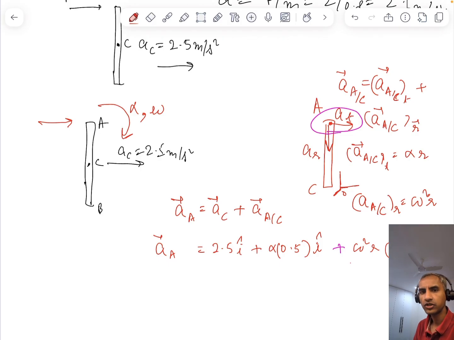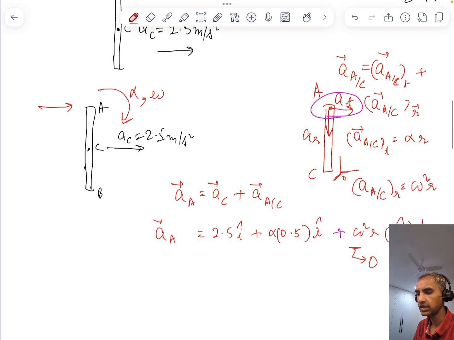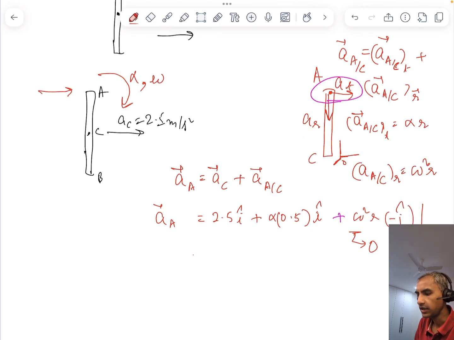It's acting from the direction of A towards C, that's in the minus j direction, of course. And of course we know that omega is actually 0 or tending towards 0, because this whole setup, this problem, is when the force is just applied on the body. At that point the whole body is just about to start a rotation, so omega is very nearly 0, so we can assume that it's 0. So we can just neglect that part of the acceleration. So we have AA vector is equal to 2.5 I cap plus alpha 0.5 I cap, right?